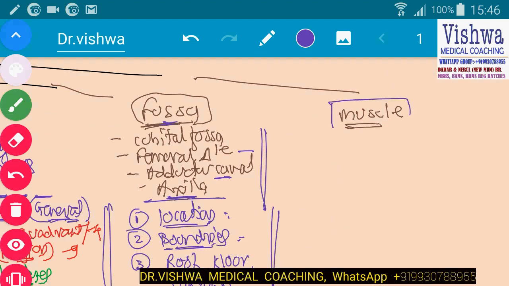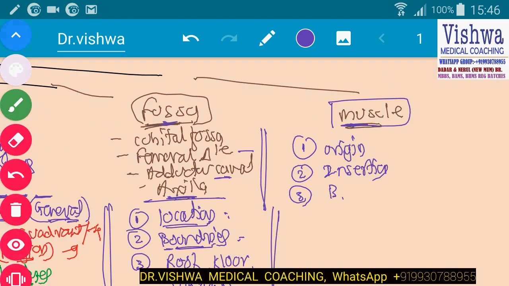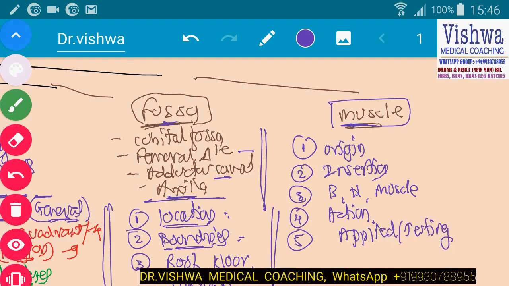And lastly, again one of the most important things, muscles that we all also know. First is the origin of the muscle. Second, insertion of the muscle. Third, blood supply, nerve supply of the muscle. Fourth, action of the muscle. Fifth, applied, or I can also say testing of the muscle. Any muscle, it can also be a group of muscles. But any muscle can be written in this particular way, or I can say mechanisms.